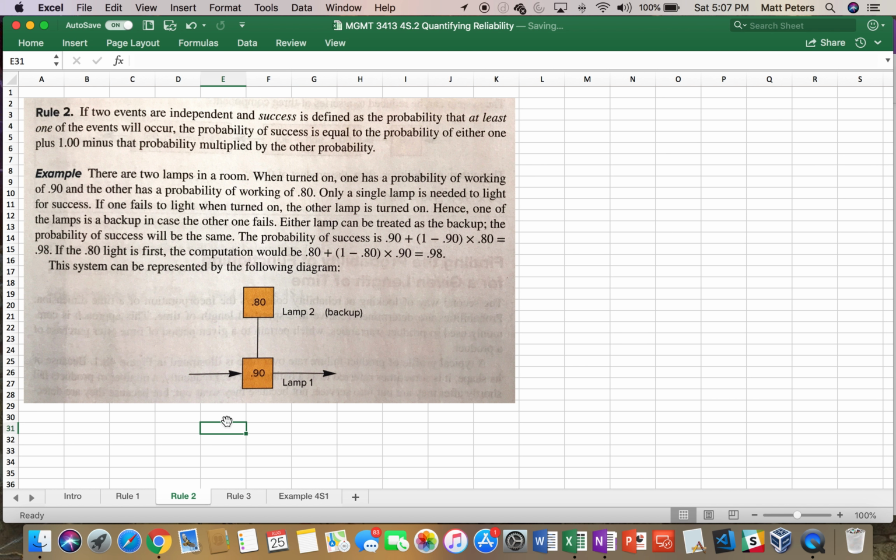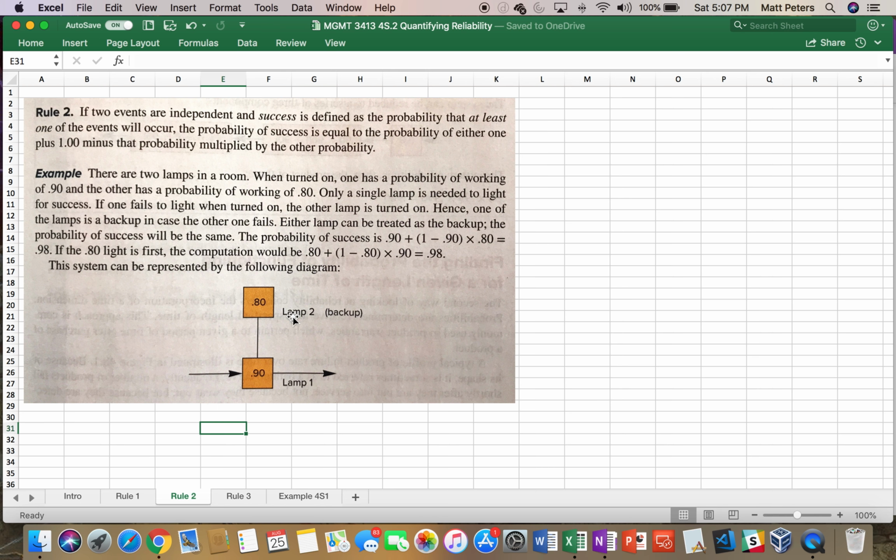Rule 2 says if two events are independent and success is defined as the probability of at least one of the events occurring, the probability of success is equal to the probability of either one plus 1 minus the probability multiplied by the other probability. So let's talk through this. This is kind of confusing.